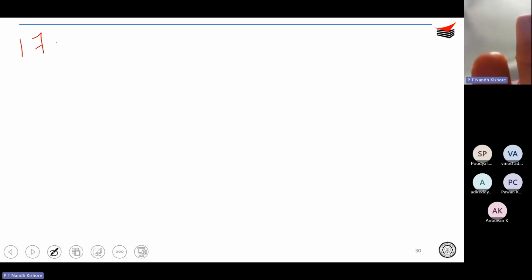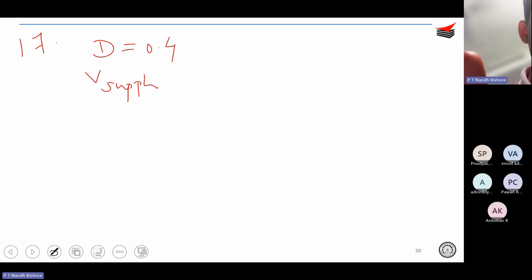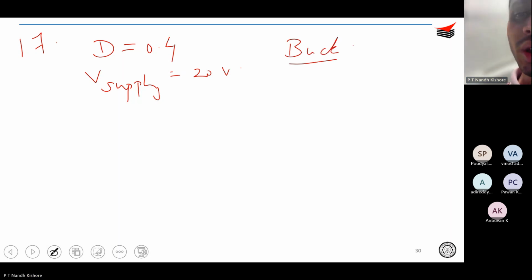So the question is, the switch duty is 0.4 and the supply voltage Vs has been mentioned as 20 volts. Okay, so you have a buck converter. Again, this is a buck converter. So in the buck converter, the supply voltage is 20 volts and the duty is 40%, or the switch is on for 40% of the total time period.